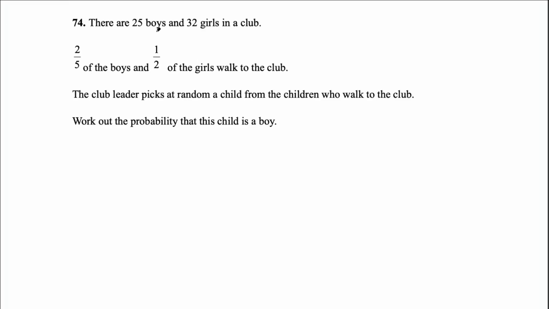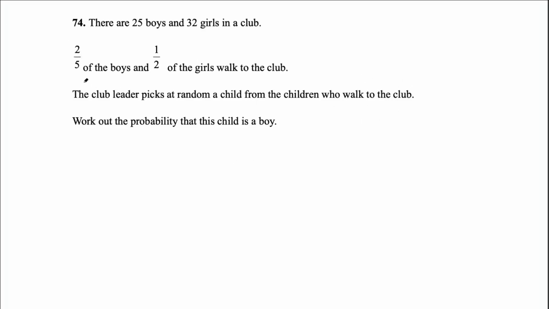Question 74 says there are 25 boys and 32 girls in a club. 2/5 of the boys and 1/2 of the girls walk to the club. The club leader picks at random a child from the children who walk to the club. Work out the probability that this child is a boy. So for this, you need to know how to work out a fraction of an amount. So we need to firstly work out the number of children that walk to the club, because the club leader is picking from those ones.